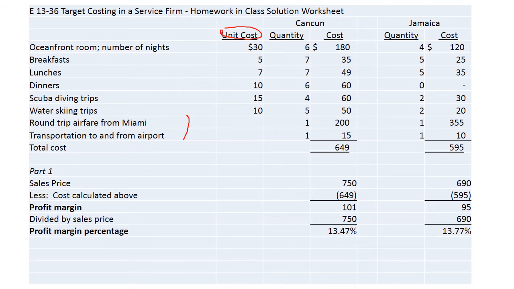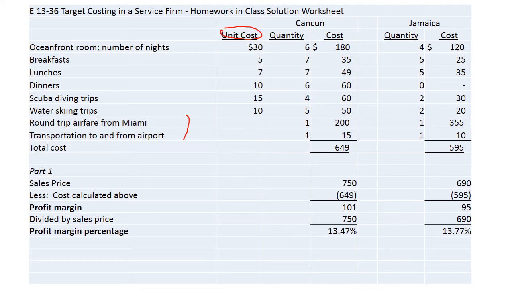And then we had the airfare and the transportation of $215 in Cancun and $355 and $10 in Jamaica. So I extended these items with the quantity for Cancun, extended the items with the prices for Jamaica, and came up with a total cost for a Cancun trip of $649 and a total cost for Jamaica of $595. So it further tells us in the information that the Cancun trip is selling for $750 and the Jamaica trip is selling for $690.